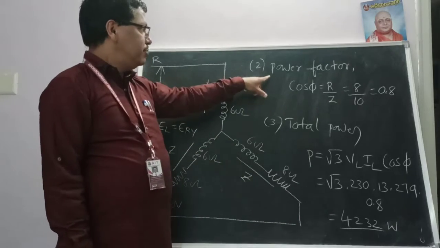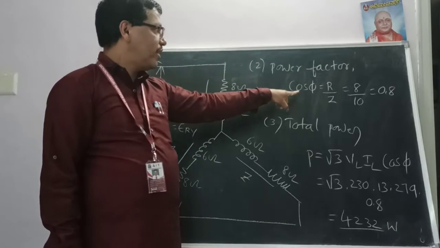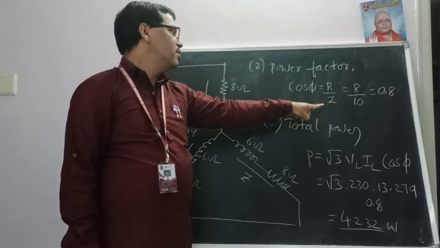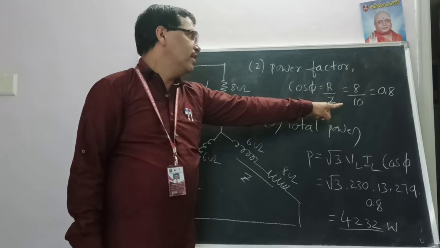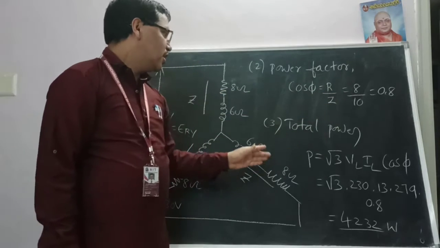So second point, power factor. We need to calculate the power factor. Cos phi is equal to R by Z. So R value is 8 as usual, Z we already calculated as 10. So the answer is 0.8.